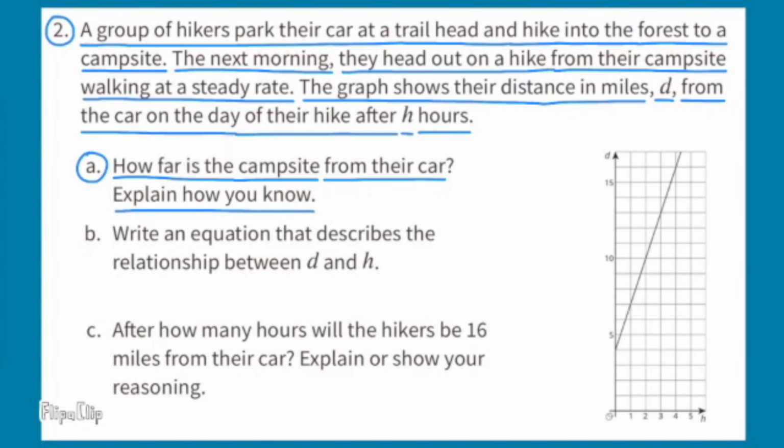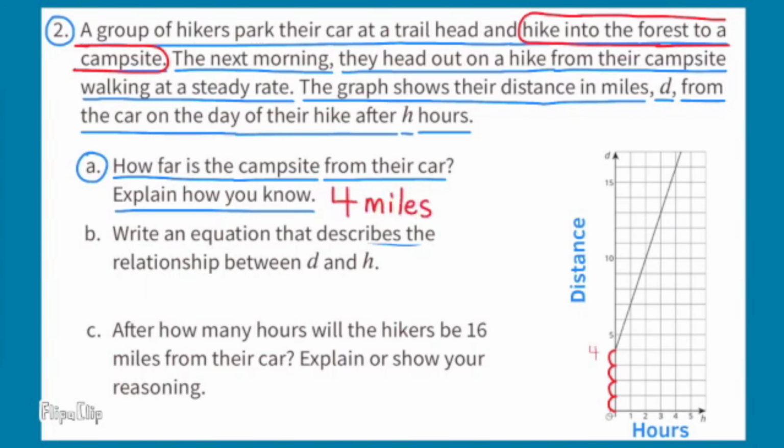Explain how you know. I labeled the horizontal axis hours and the vertical axis distance. The origin represents where they parked the car, and the y-intercept represents their campsite. Some key information in the paragraph is the hike into the forest to a campsite. Start at the origin and count up until you hit the y-intercept. Here you can see the y-intercept is 4, so the campsite is 4 miles away from their car.